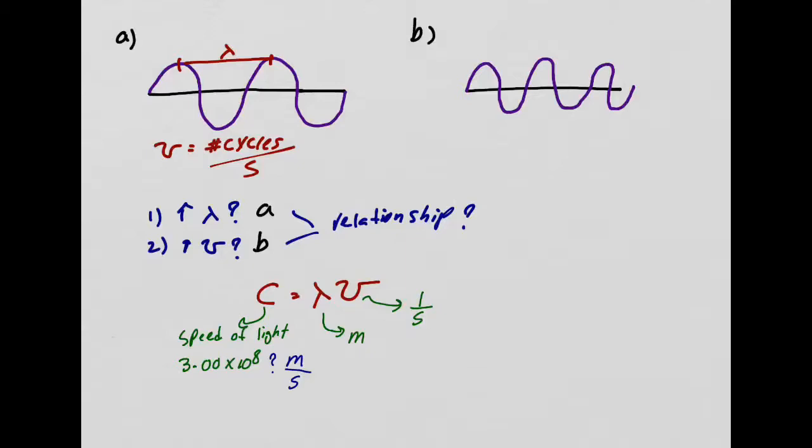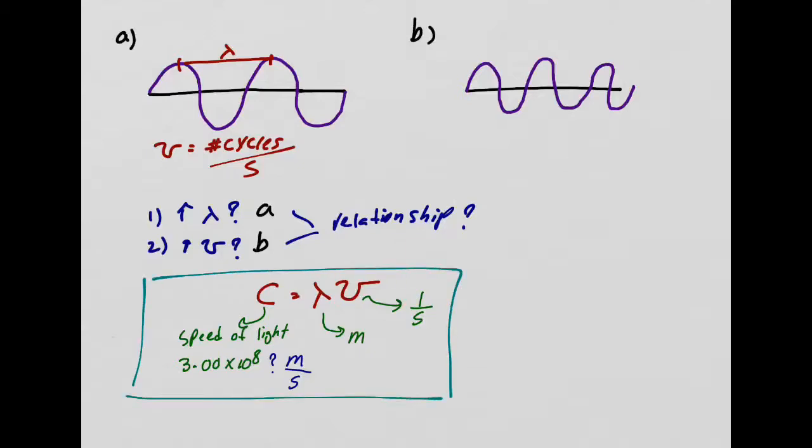This is our first equation. Speed of light is wavelength times frequency. Put a little box around it. And you already knew that too, that wavelength and frequency are inversely proportional. One goes up, the other one has to come down. Beautiful so far. Now let's go back to light.